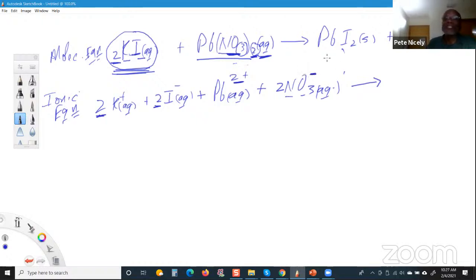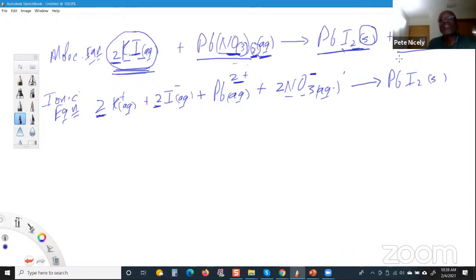And on the right side, we have these 2 compounds. We have lead 2 iodide and potassium nitrate. So the thing about the lead 2 iodide is that it's in a solid state, right? So what that means is that it will not dissociate. So because it's not going to dissociate, we simply rewrite it down here, PbI2 solid.